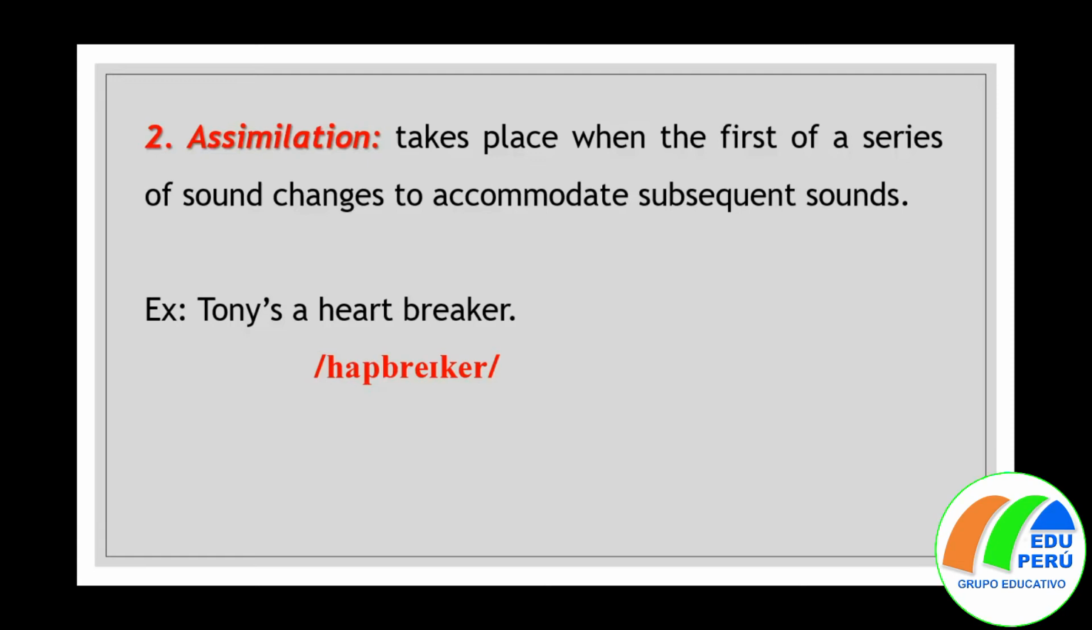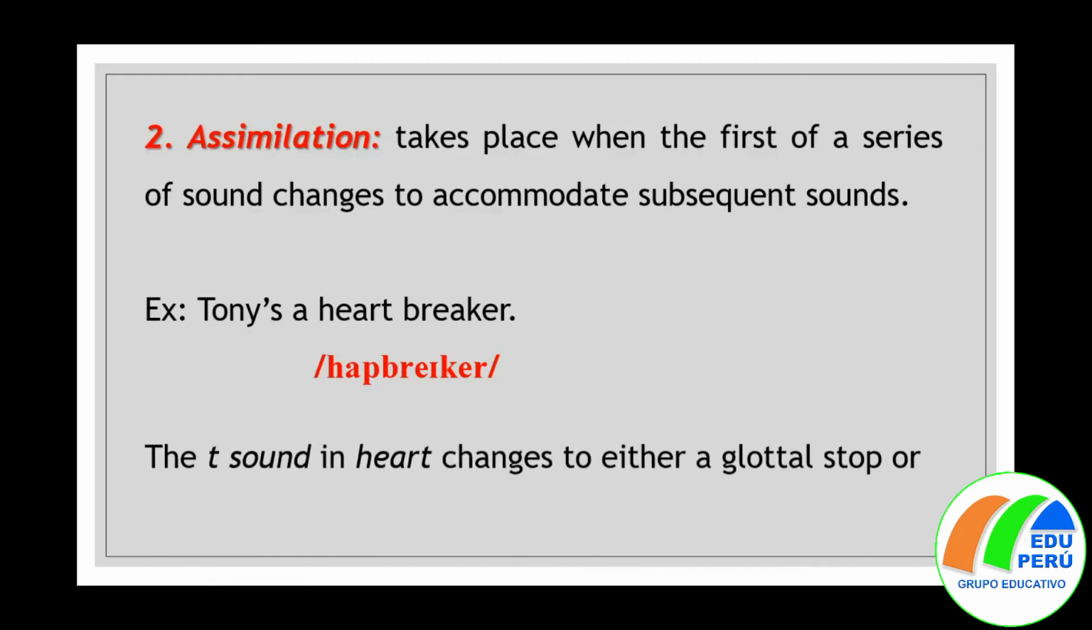Acuérdense, this assimilation is called regressive assimilation. Es una asimilación regresiva, porque ¿cuál es el sonido que manda? El sonido que manda es ba y hace que un sonido anterior a este sea cambiado. Por eso se llama regresivo. Regressive assimilation. Don't forget it. So, here you have the ta sound changes to either a glottal stop or a pa in this context. ¿No? Puedo cambiarlo también a un sonido glotal. So this is called assimilation.